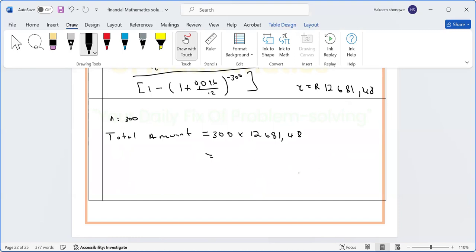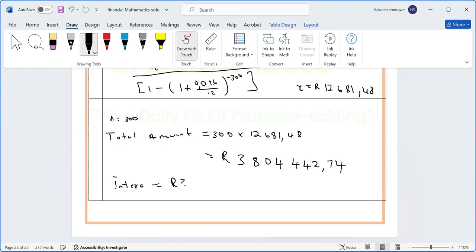Now, what is the total amount that Nkosinathi is going to pay? It's 3,804,442.74. This is the total amount that Nkosinathi paid, but we want to know how much interest he paid on the house. Because it takes longer to pay off the house, you are going to pay more interest. So what is going to be the interest?